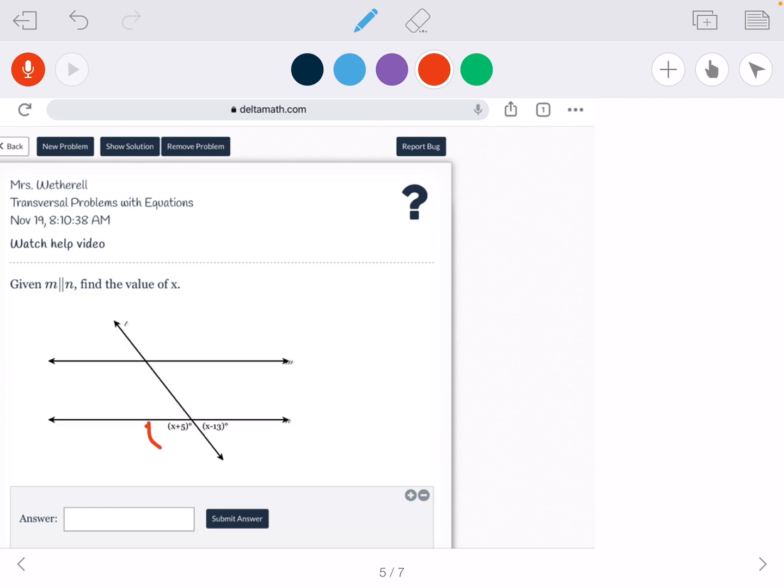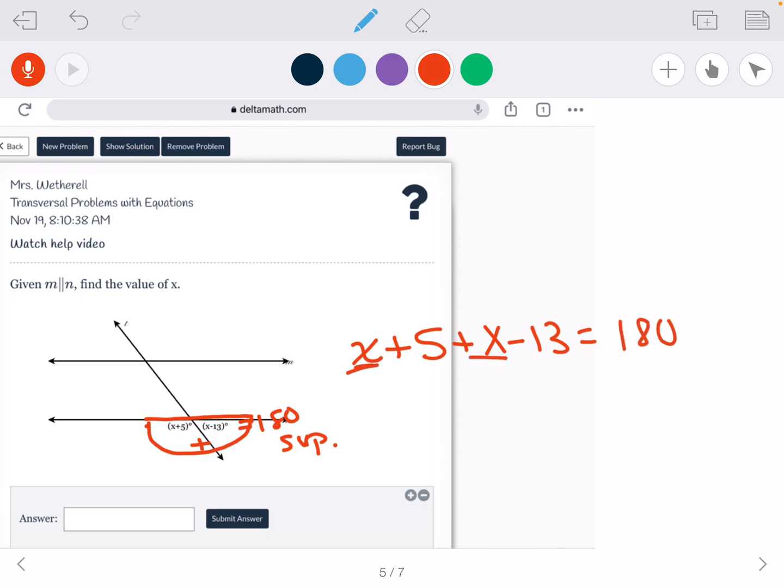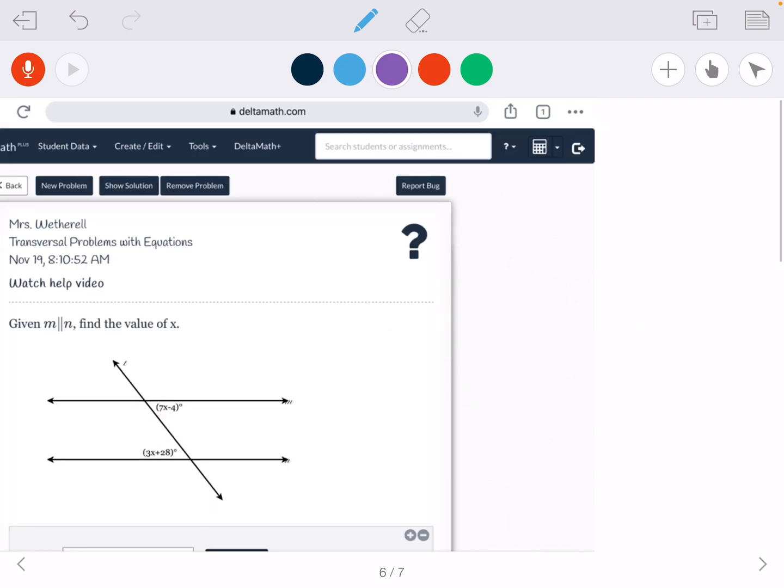Okay, so again, I'm looking at this one, and if I look at these two angles together, they form a straight line. If it's a straight line, they're supplementary, and if they're supplementary, you add them together to equal 180. So x plus 5 plus x minus 13 equals 180. Combine your like terms. I'm not going to solve it. You've got an x here and an x here, a 5 and a 13, and then you solve for x. So I'm setting this problem up, you're solving it.